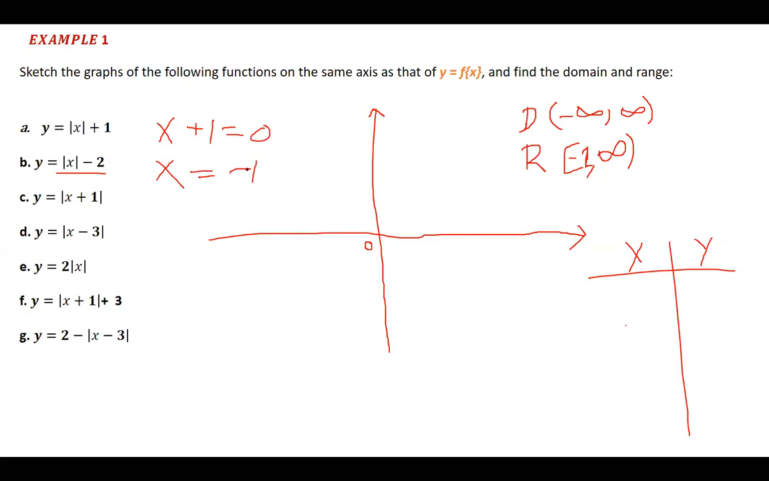It simply means that the graph you are going to draw is going to turn at -1. So -1 this side, and it's going to be like this. Let it go like that. What is the domain and the range? The domain will still remain the same. The range here will be, we're starting from 0 going up. So we're starting from 0.